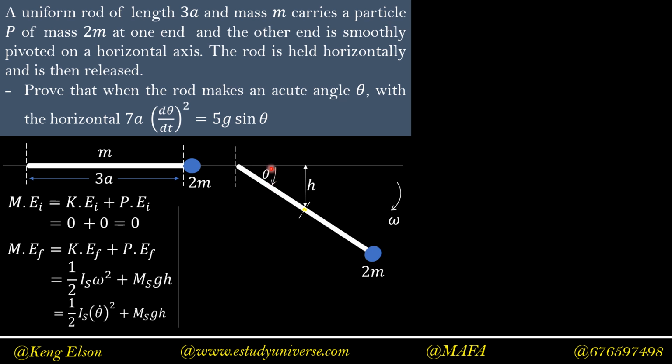But to get that distance, if I use sine of theta, it is going to give me the opposite, which is h, divided by the hypotenuse. What is the hypotenuse? The hypotenuse is the distance from the center of mass of the system to the other end of the rod that was hinged. So if we are able to get that distance, then we are good to go. So how are we going to get that distance?